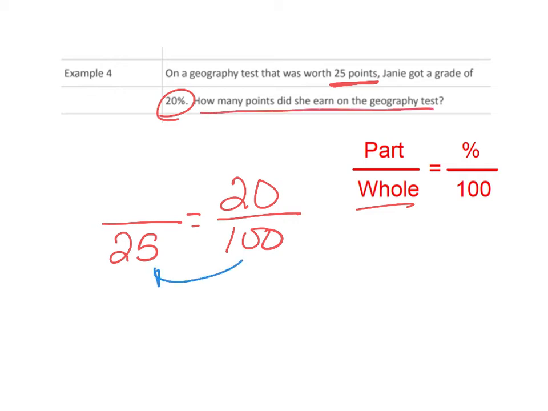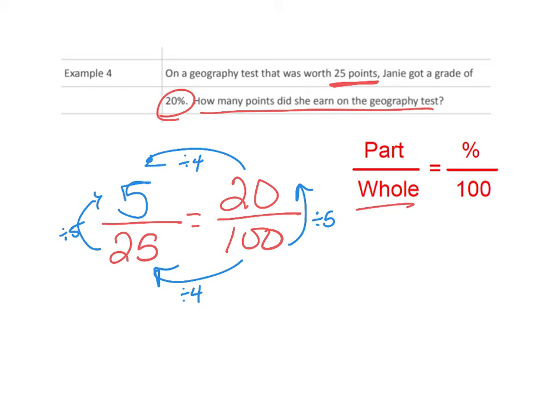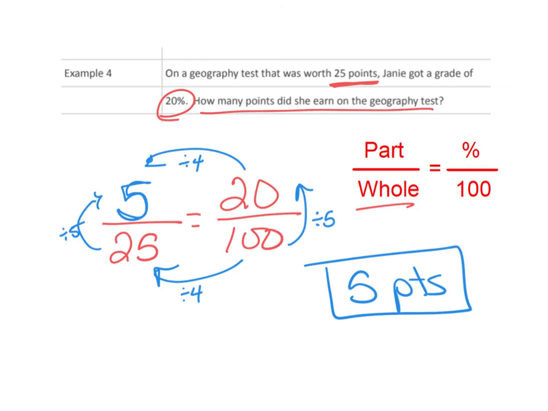Well, I can do one of two ways, because I can do 100 divided by 4 gives me 25. I can also do 100 divided by 5 gives me 20. Either way, I should have the same amount. 25 divided by 5 gives me 5. 20 divided by 4 also gives me 5. She got 5 points on her test. Not very good. I hope you guys do better.